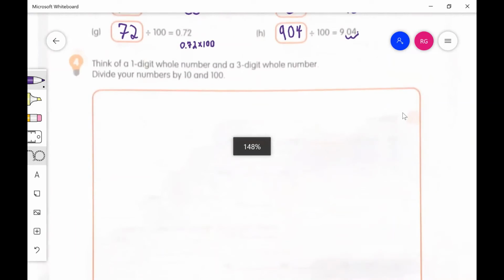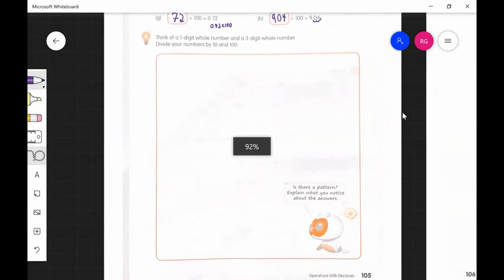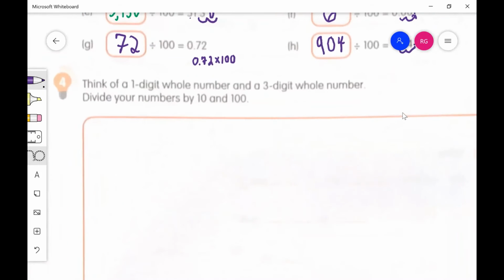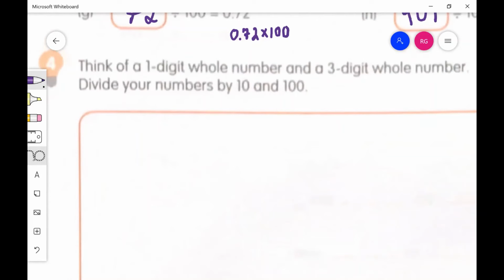So let's try to get those all up there. Wow, okay, so page 105. It says, think of a 1-digit whole number and a 3-digit whole number. Divide your numbers by 10 and 100. So what I'll do here is I'll just put my number up here in the corner. This is going to be my number. It says, think of a 1-digit whole number.